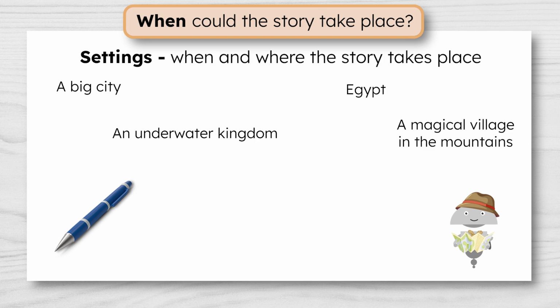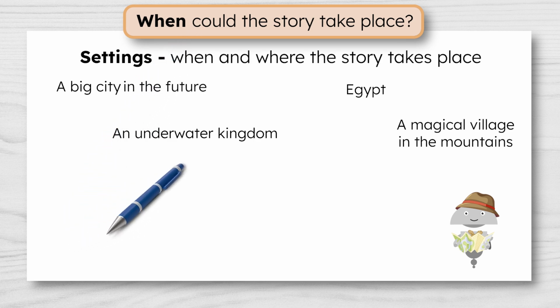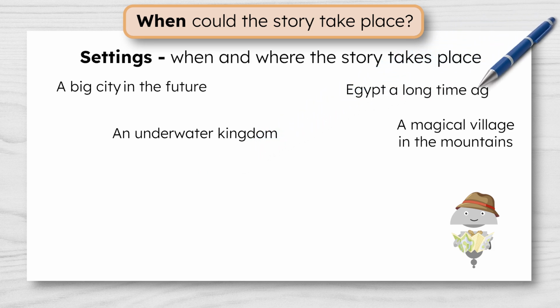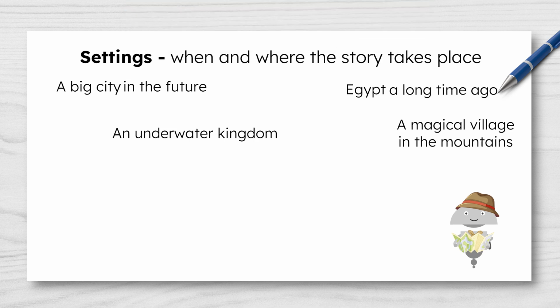Now, let's think about when the story could take place. Let's revisit those ideas I just wrote down. For big city, it could be set in the future. For Egypt, it'd be fun if it were set a long time ago, maybe in ancient times. See how my ideas are starting to take shape? You don't need to have every single detail figured out, but adding just a little more to each idea can help you later when you write your story.